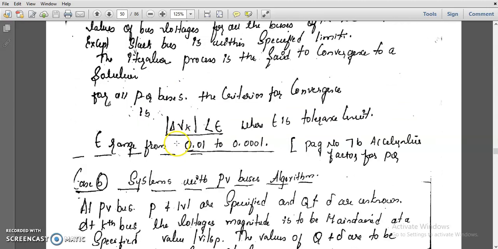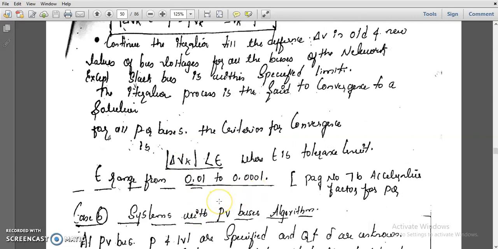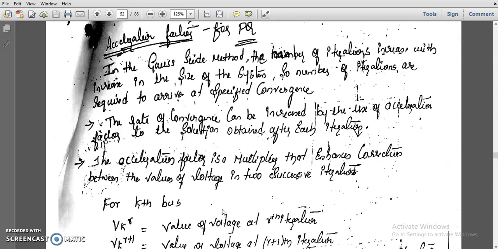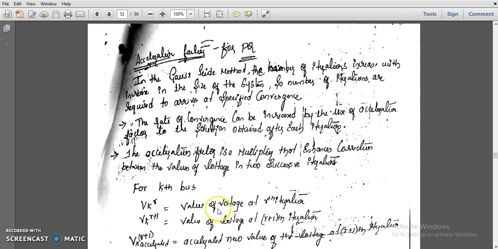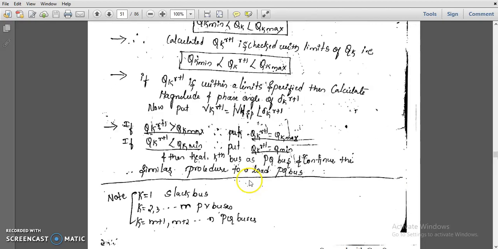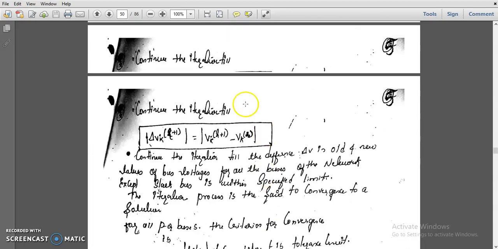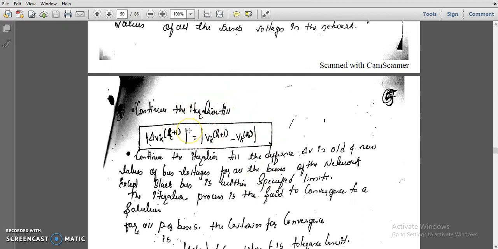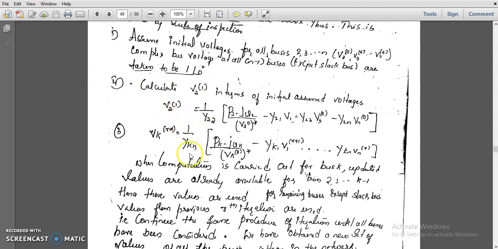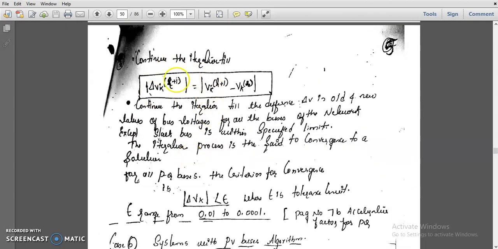And one thing, the acceleration factor: I will tell you what the acceleration factor is used for, because that is very important. Sometimes they ask you to use the acceleration factor here. If they specify it in the problem, you have to find Vk raised to r plus 1 first, and then the acceleration factor has to be used. If they don't give an acceleration factor in the problem, you only solve this much: V2 raised to 1, V3 raised to 1. If they give acceleration, you have to form Vk raised to r plus 1 and del Vk raised to r plus 1. For example, r equals 0, first iteration.